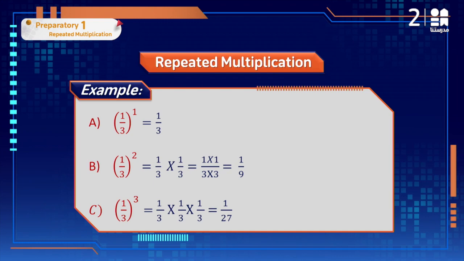Then 1 over 3 to the power of 3. We will repeat 1 over 3 three times. And don't forget, here we have multiplication or repeated multiplication. So 1 times 1 times 1 is 1. Then 3 times 3 is 9. 9 times 3 is 27. Let's watch this video from the AKB.